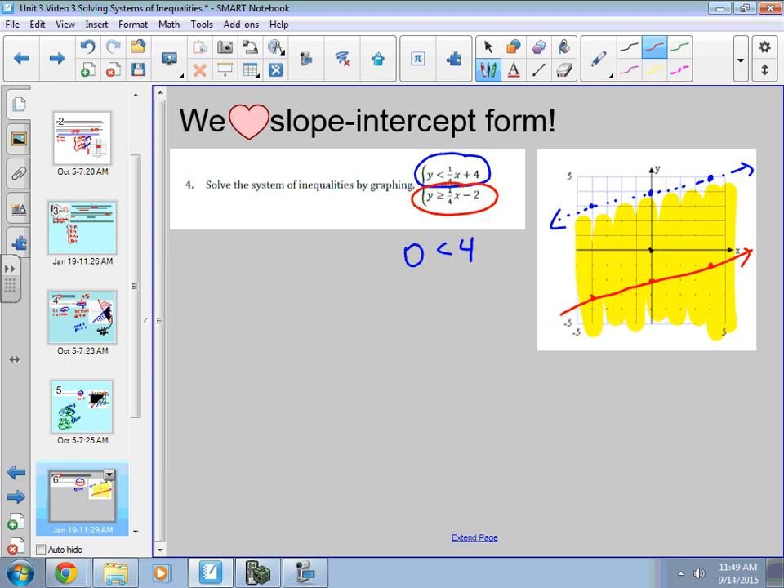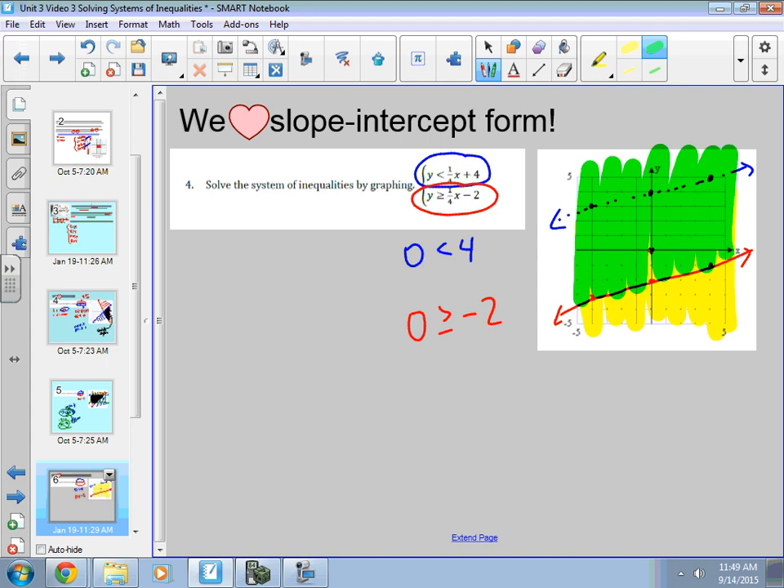And this one we want to use a solid line because it has the or equals to. So we want to see where this one shades and where the overlap happens. If you pick a test point, let's pick 0 again. We get 0 is greater than -2. That's also true. We again want to shade on the side of the origin. So that means we should be shading above this one.